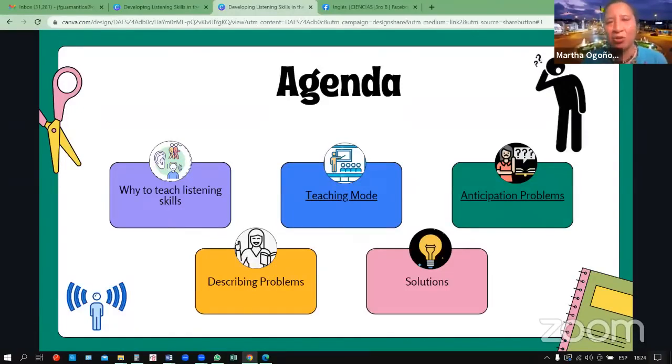Guys, don't worry, because we are not only going to talk about the online situation, but also about in-class situations. Probably that's your case: you don't have technology, and you don't know what to do with the things you are facing now in the class or with the principal. We are going to discuss that.